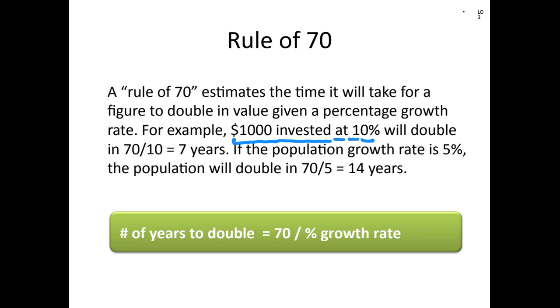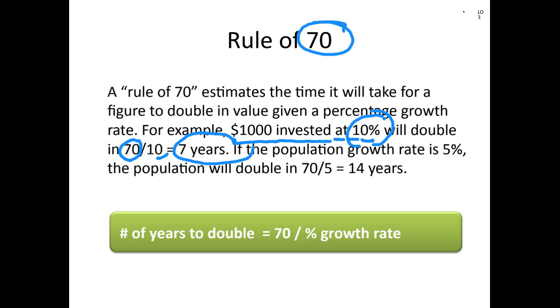What you do, just write this 70, that is from here, this rule of 70, and then this 10%, instead of 10%, just write 10. Don't write 0.1, just 10. So you will get 7 years. So it will take 7 years to double. So after 7 years, you will have $2,000 in your account.